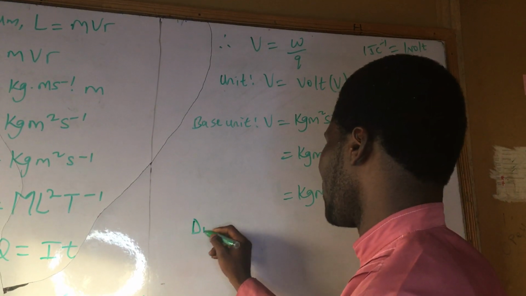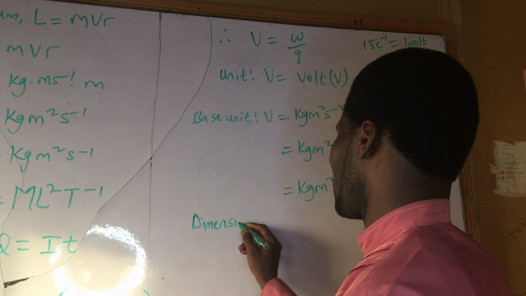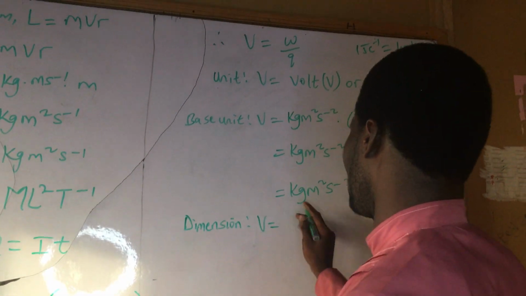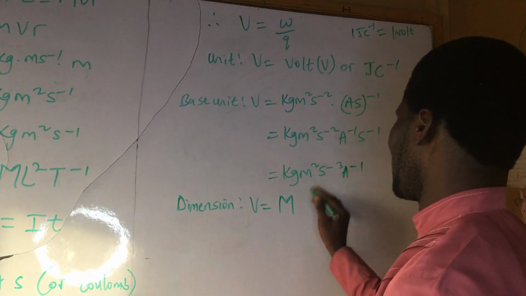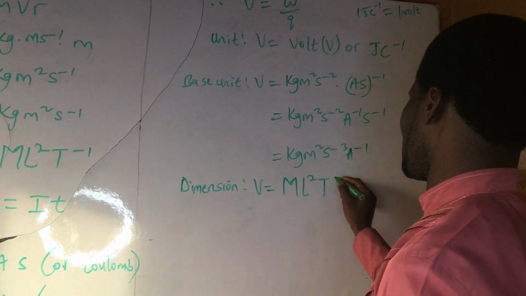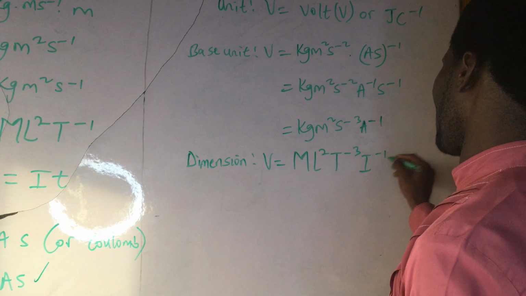The dimension now. Dimension, kilogram is capital letter M, L raised to the power 2, T raised to the power minus 3, I raised to the power minus 1.